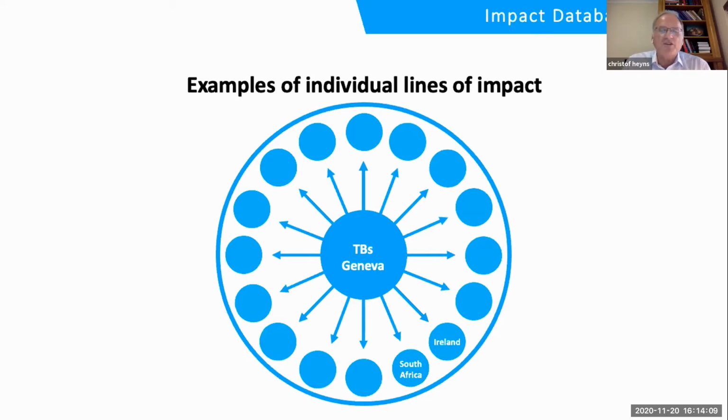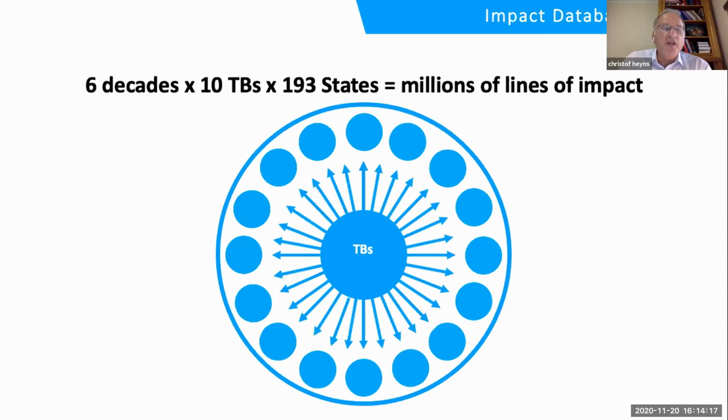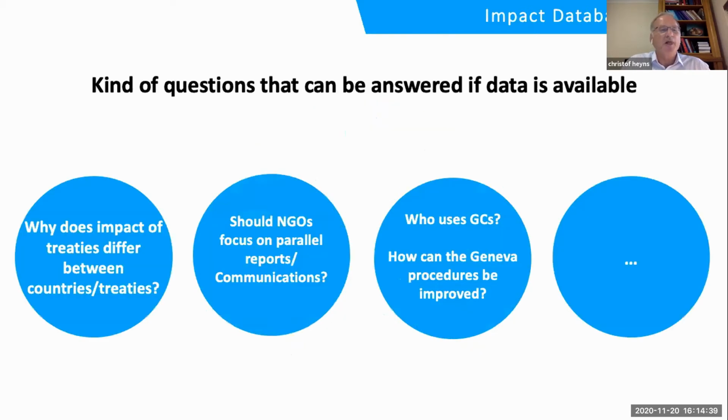But I think in that similar way, one can identify these individual lines of impact to many countries around the world. If you add it all up, there's a potential of 6 decades, 10 treaty bodies now, 193 states, many of them ratified these various treaties. So there are millions of lines of impact, and the idea is how to make this accessible. Now, of course, as we will see, technology and so forth may make it possible now.